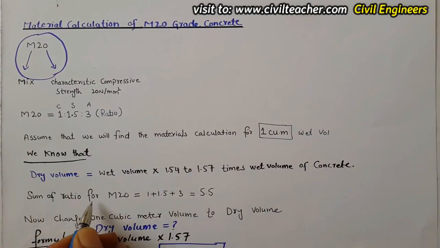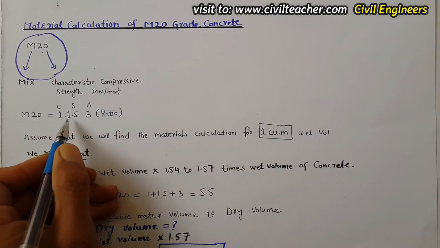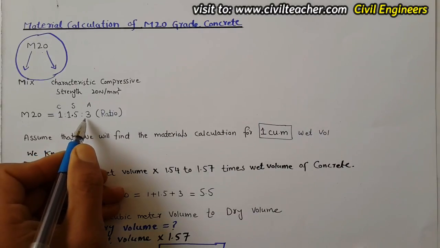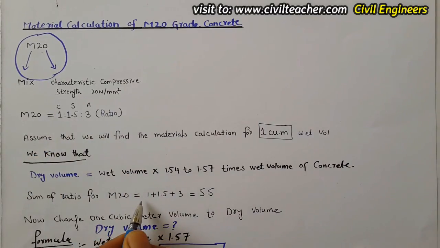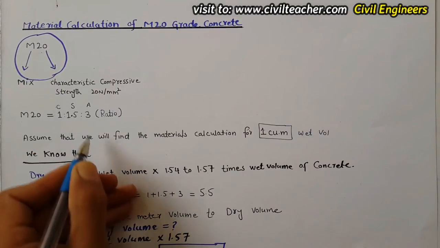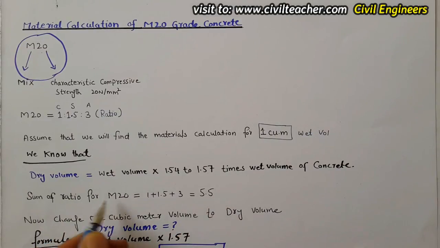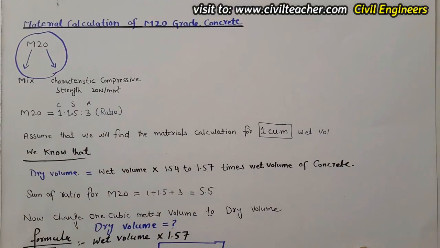So sum of ratio for M20. This is M20 whose ratio is 1 : 1.5 : 3. So M20 is equal to 1 plus 1.5 plus 3, which is equal to 5.5. This is the sum of ratio for M20 grade of concrete.